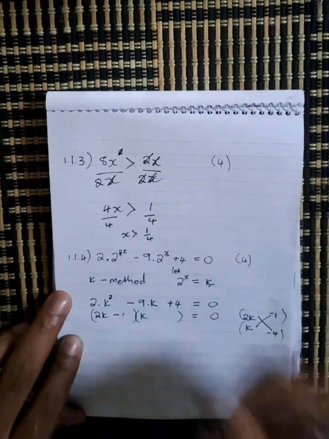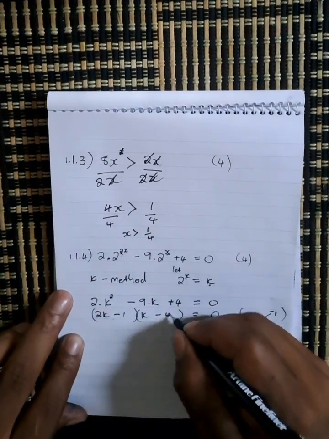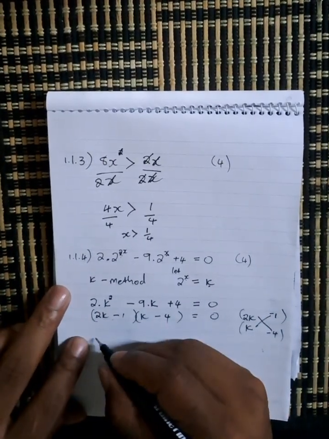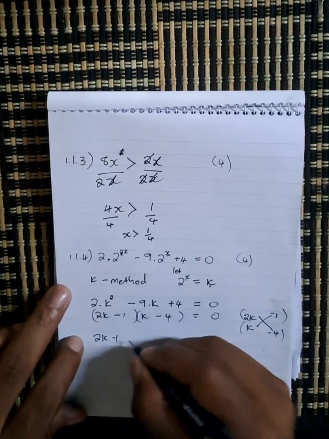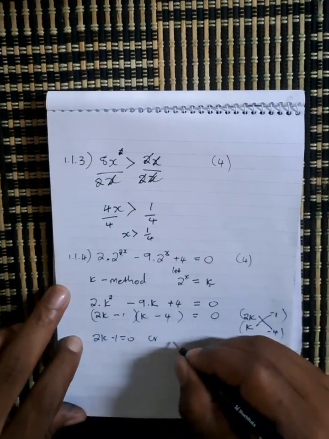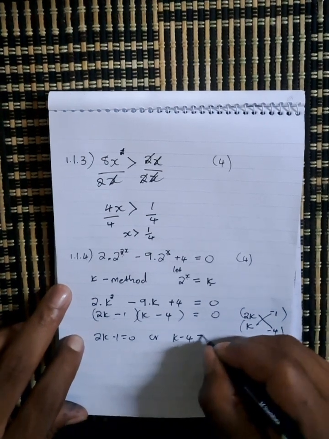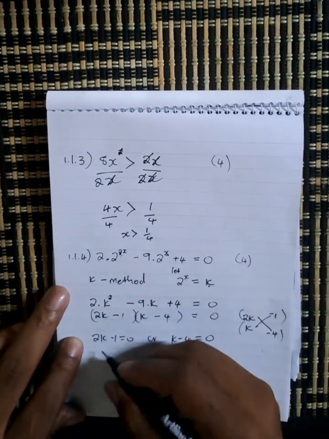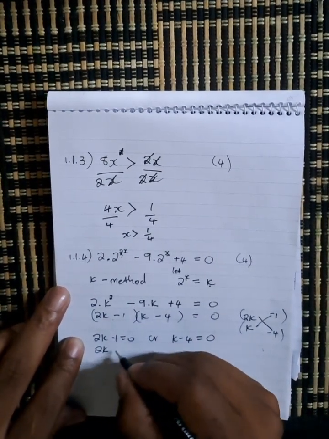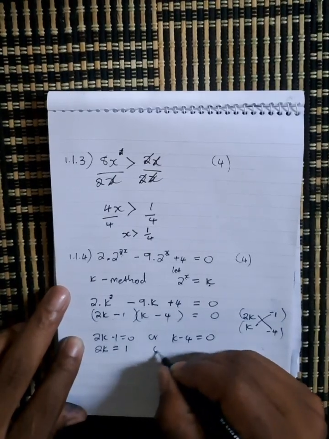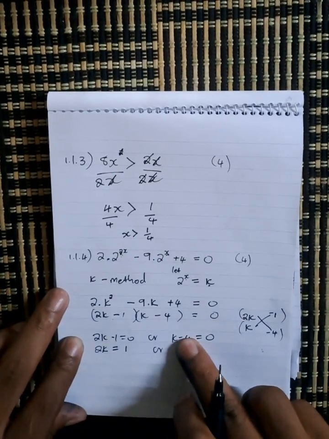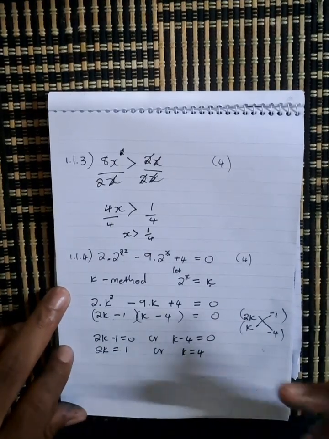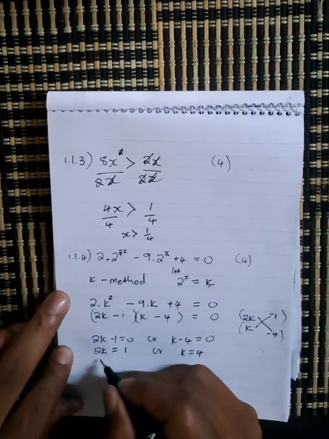Okay, so they just put it here. Right. So 2k minus 1 equals 0, or k minus 4 equals 0. And then what we're going to do is that we're just going to say 2k equals 1 or k equals 4. Remember, when you take it over the equal sign, the sign changes and it becomes a positive, right?